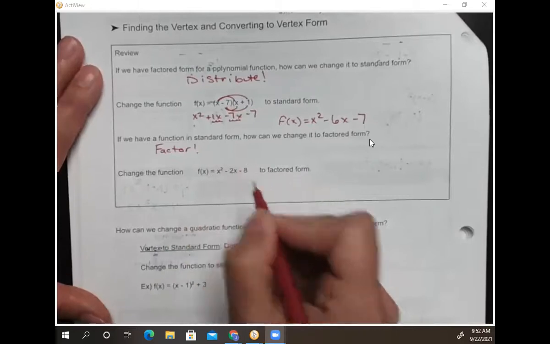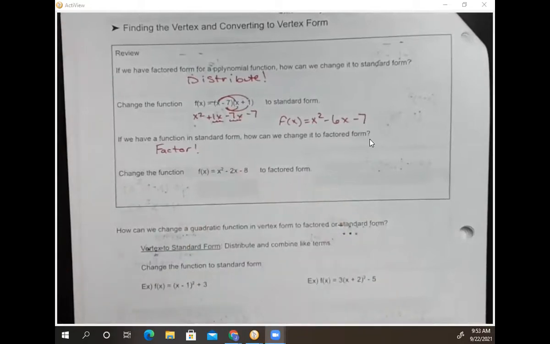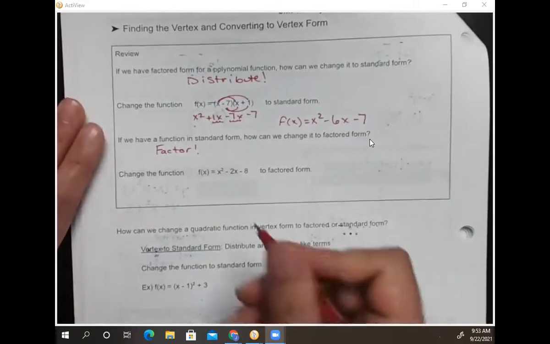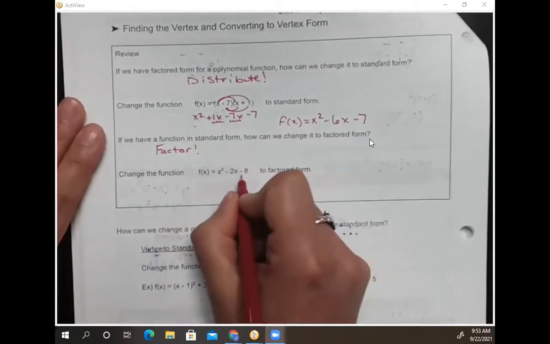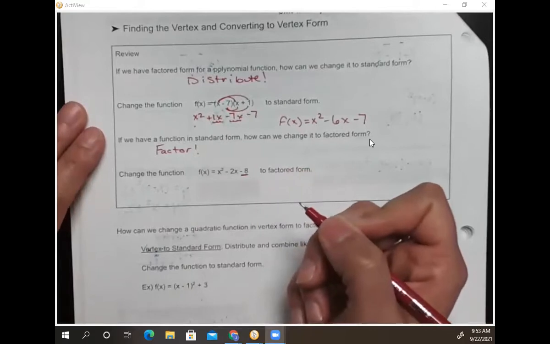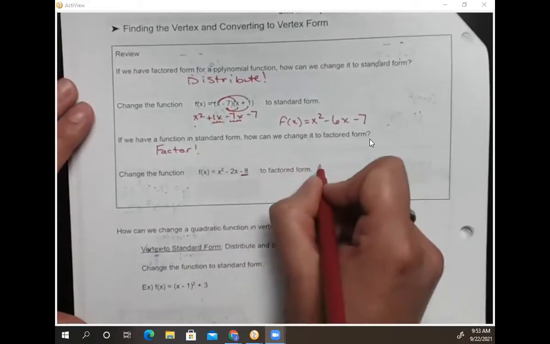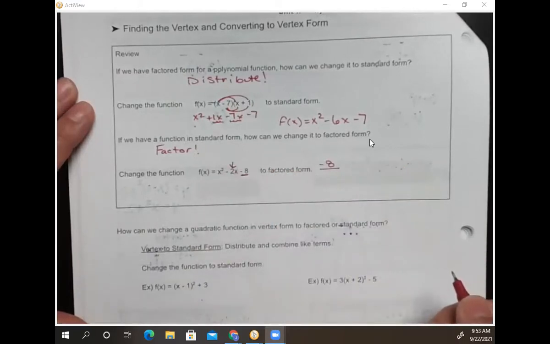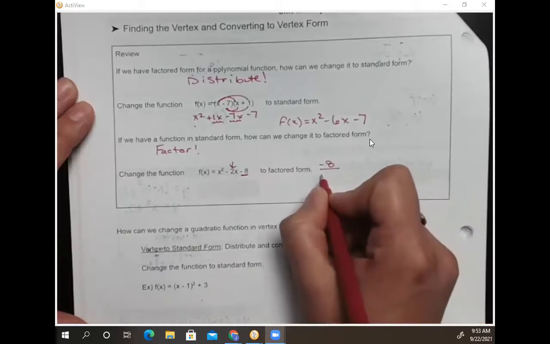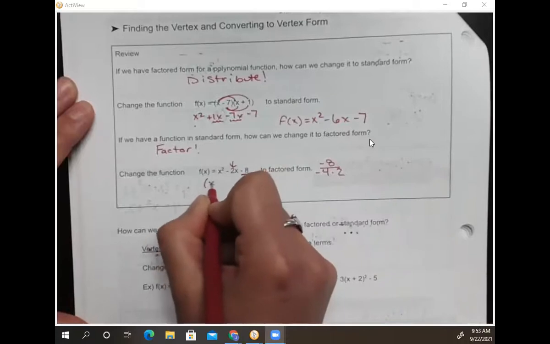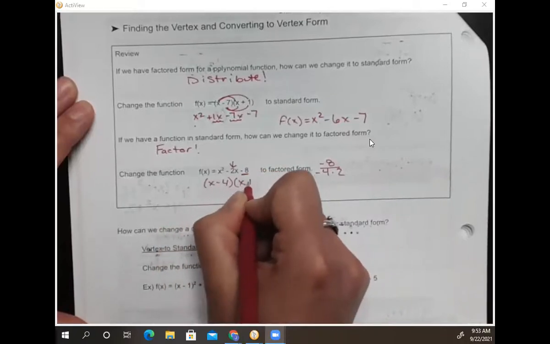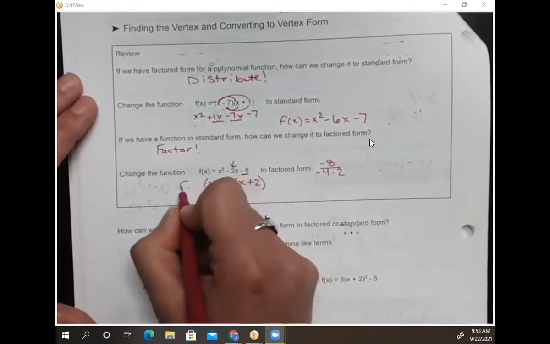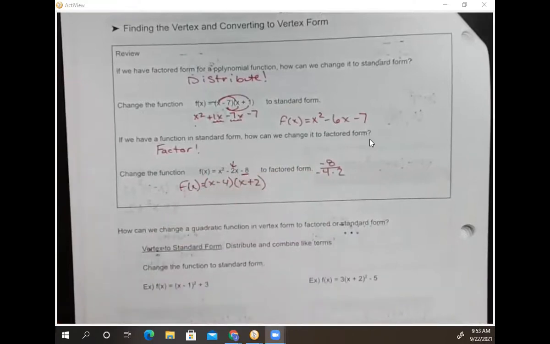So if this is my function here, and I want it in factored form, I need to factor it. So since I have a lead coefficient of 1, I'm just going to do that sort of abbreviated AC method that I called kind of guess and check in our notes. So I need factors of -8 that would add to -2. That would be -4 and 2. So my factored form would be x minus 4 times x plus 2. So there's my factored form. So this is what we've done already.